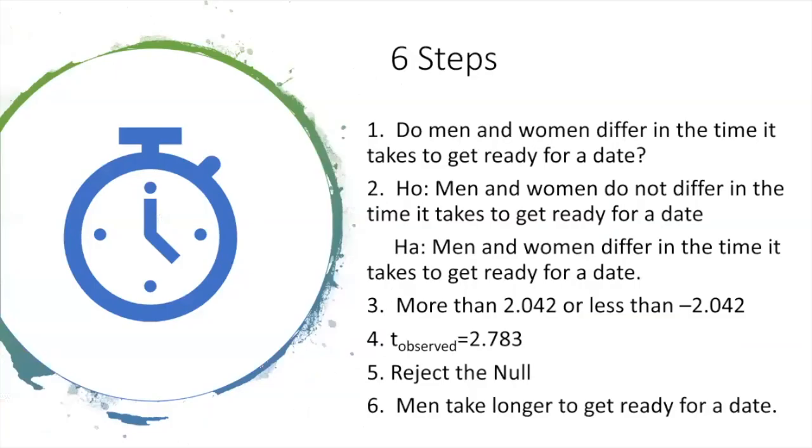So here are our 6 steps. Do men and women differ in the time it takes to get ready for a date? The null is that they do not differ, and the alternative is that they do differ. Our rejection region is more than 2.042 or less than negative 2.042. Our observed value was 2.783. I rejected the null. Now, if I reject the null, I cross it off.